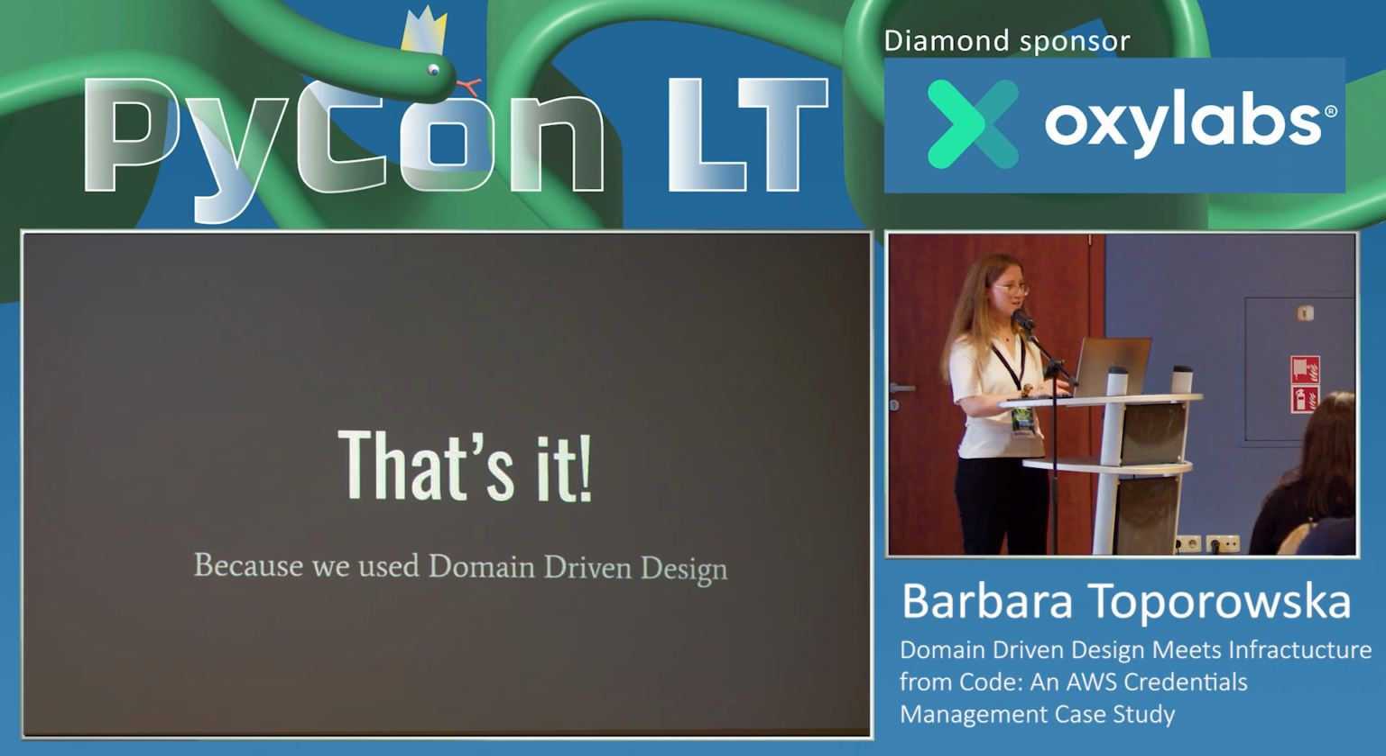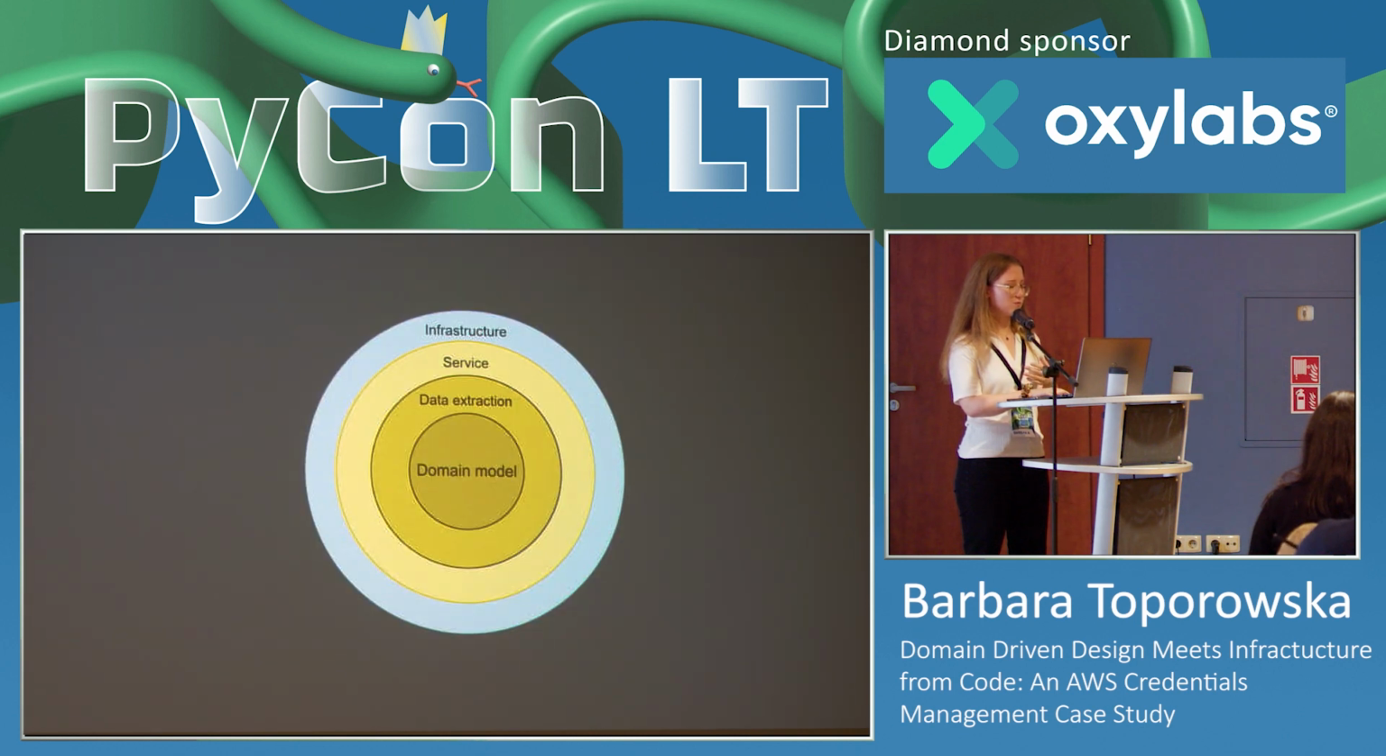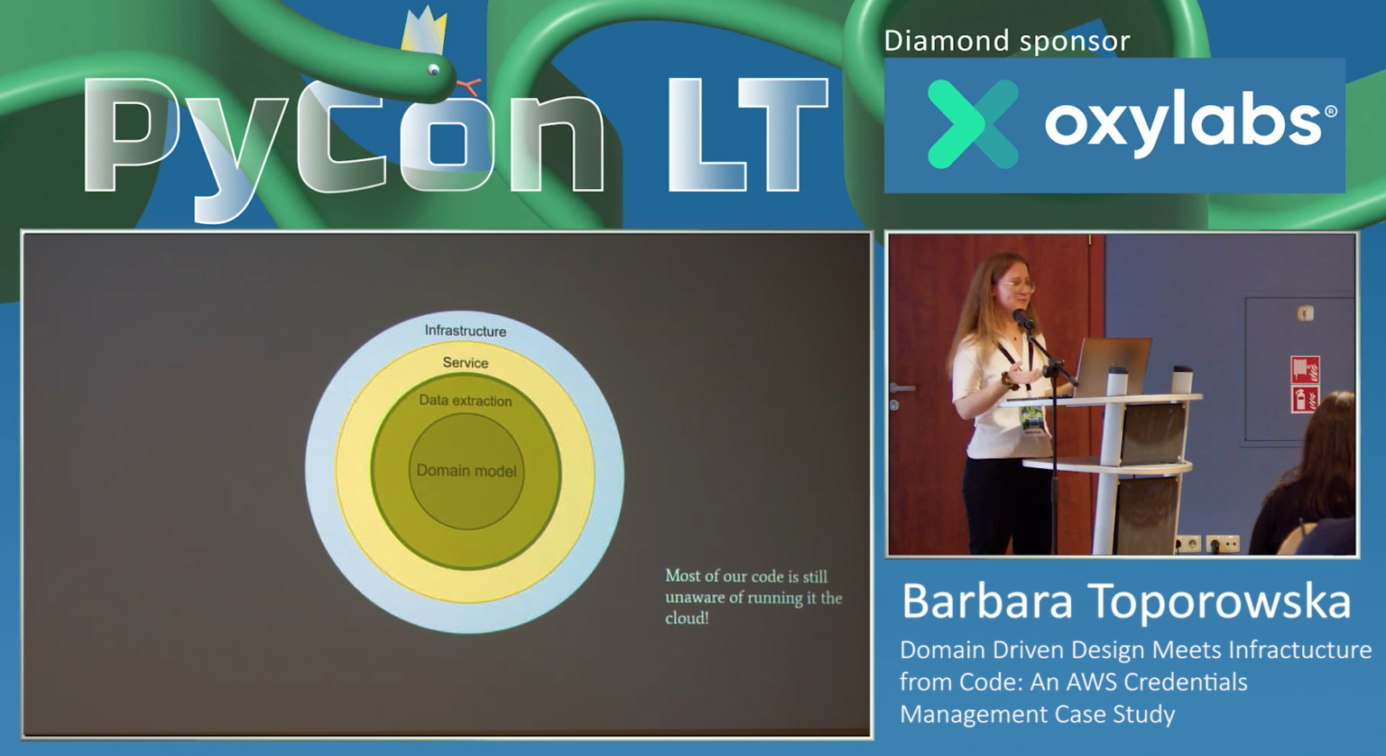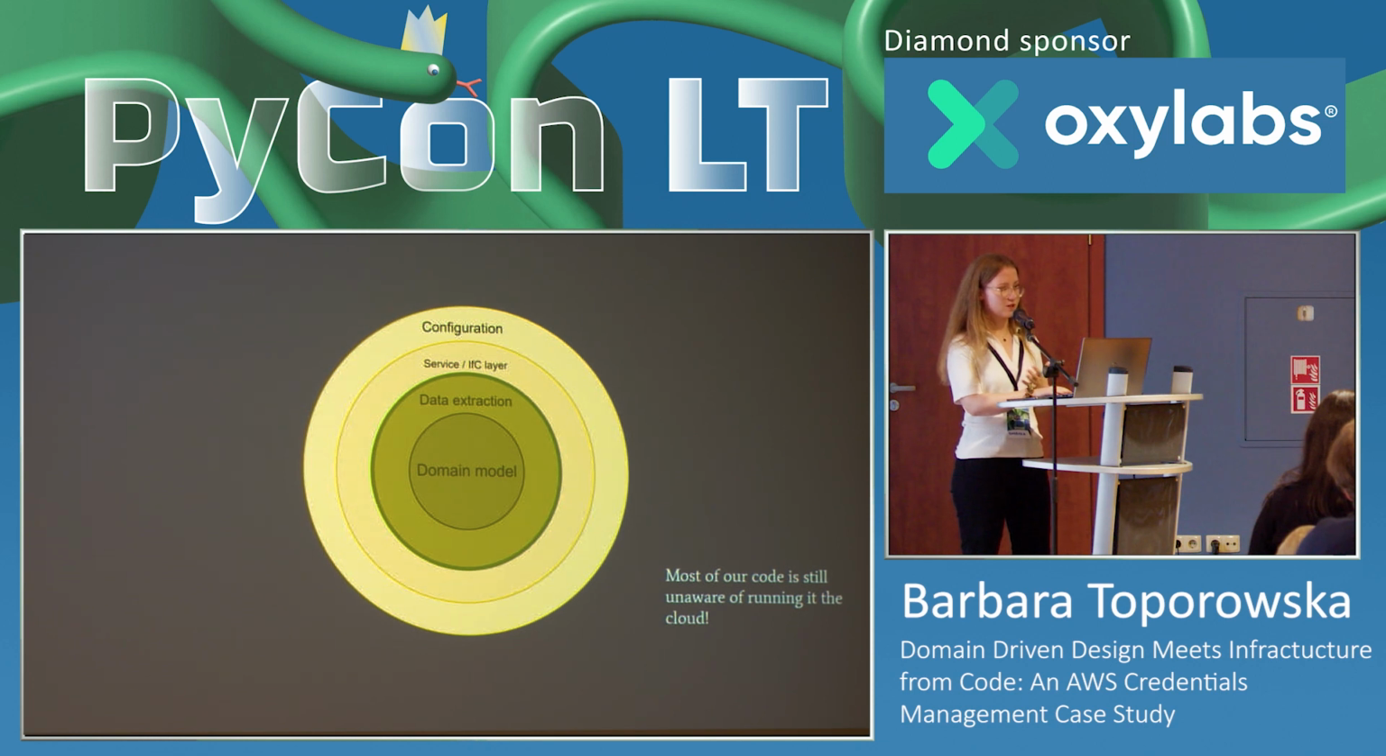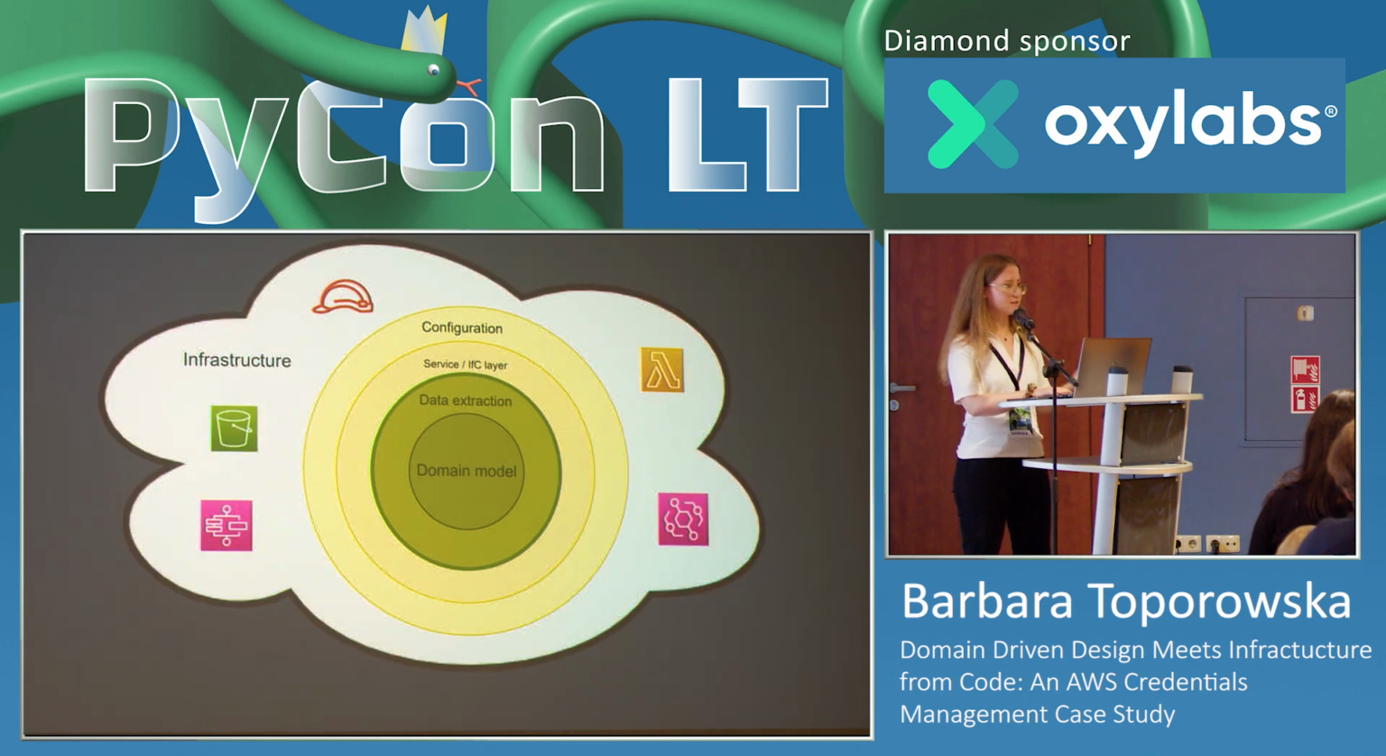but that's it, because we use domain-driven design. So most of our code is still blissfully unaware that it's running in the cloud, because it's not dependent on the layers above. And we're only changing the most outside layers of our design. So we adjusted the service layer, so now it's also acting as an infrastructure from code layer. We added the configuration, and CAOS takes care of the rest. It builds the infrastructure that we need.